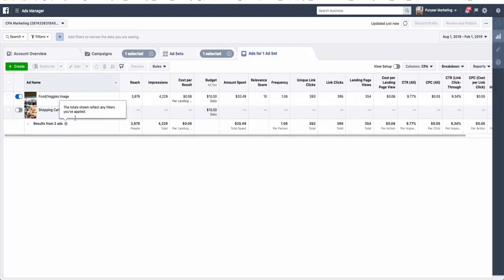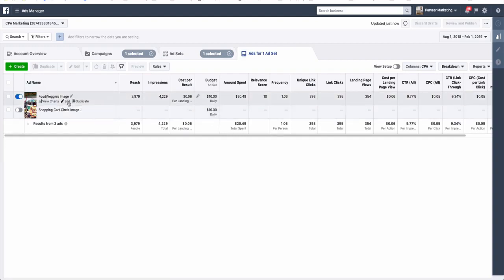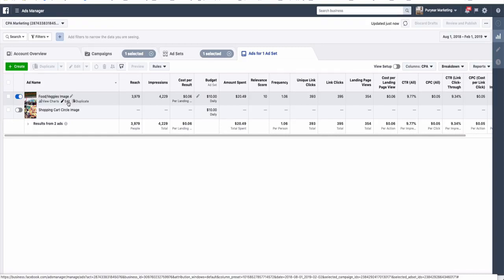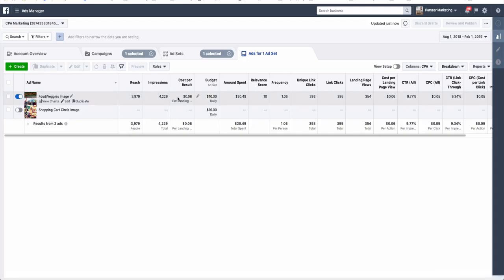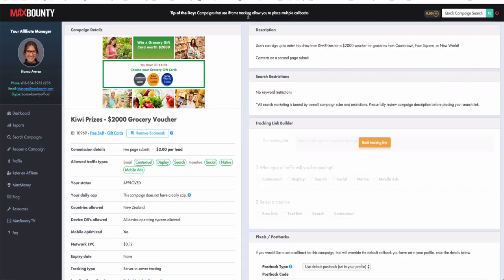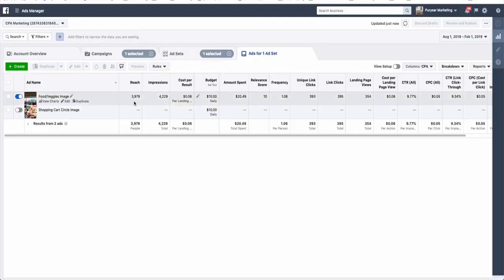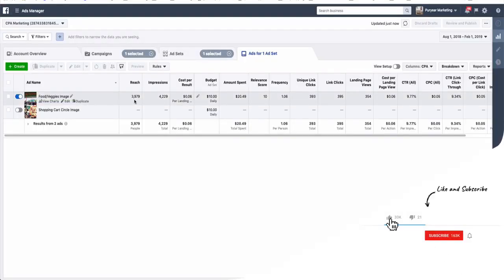So essentially, we're testing different images compared to different copy. You have to test different types of images, different types of copy to see what works, and then you have to test the audience as well, right? For this particular campaign, I was running traffic to New Zealand, to people who were 35 to 44, because they're females who are going grocery shopping, right? That age group is going grocery shopping. So I was spending about $10 a day.